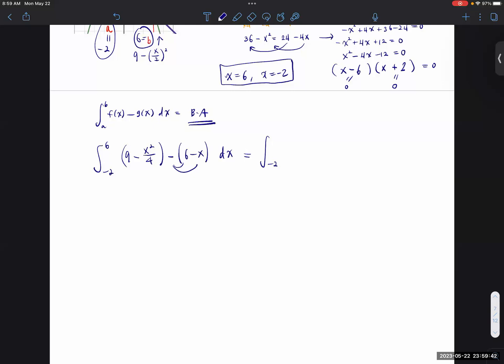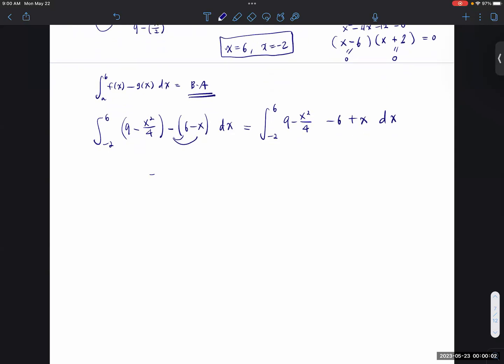So from -2 to 6, 9 minus x squared over 4. You're going to do the distributive property, minus 6 plus x dx. I don't need the parenthesis anymore, so I'm going to get rid of it. If you want, you can combine like terms. So it is going to be the integral from -2 to 6 of minus x squared over 4 plus x plus 9 minus 6, which is plus 3, dx.